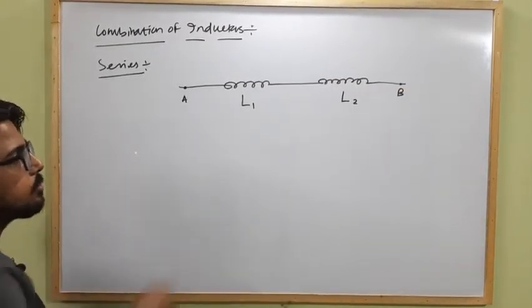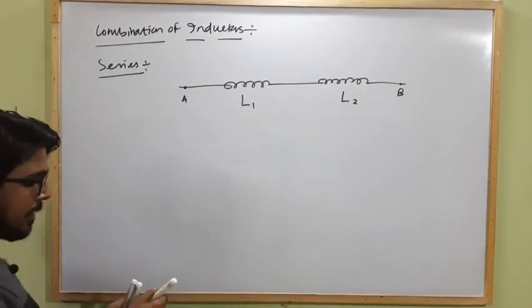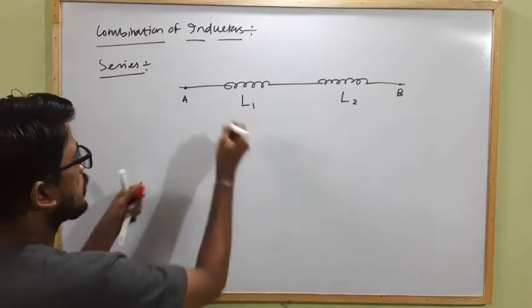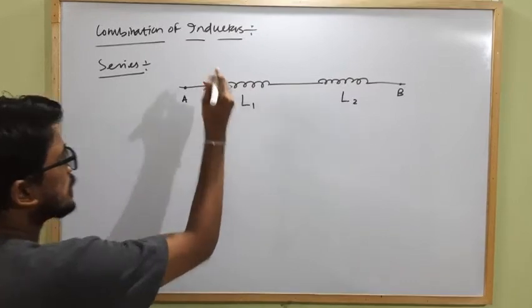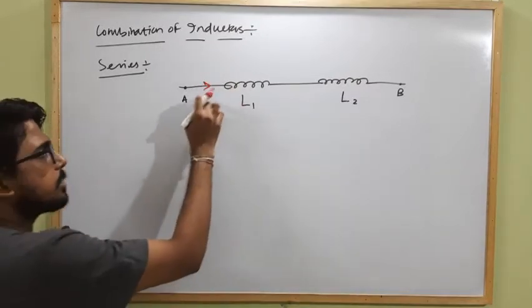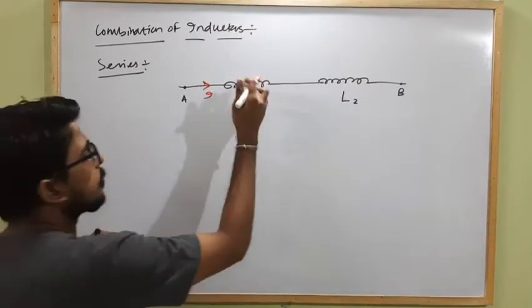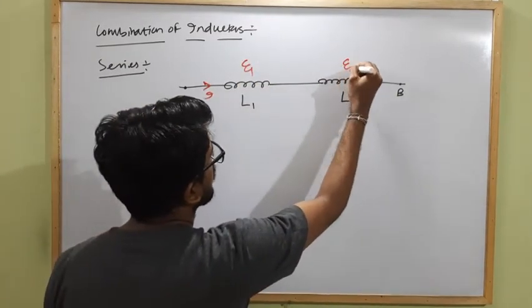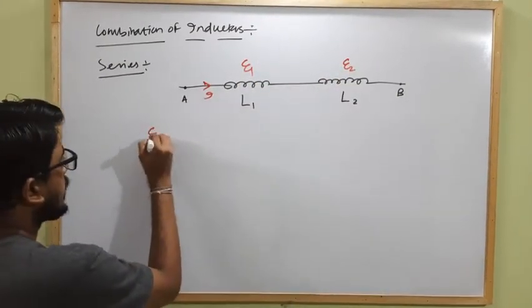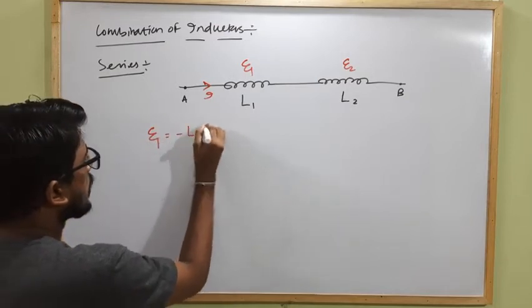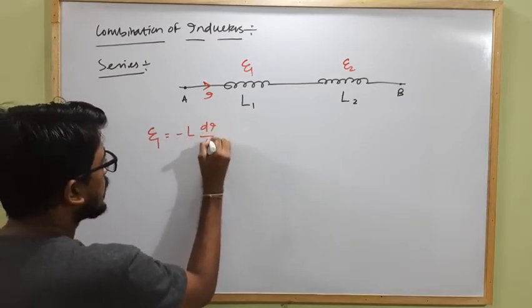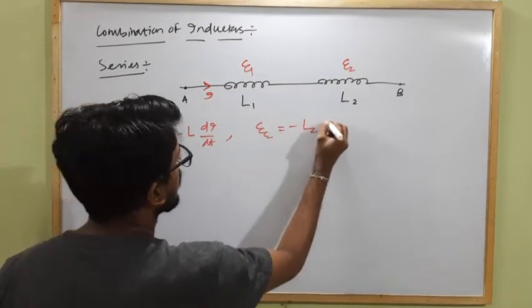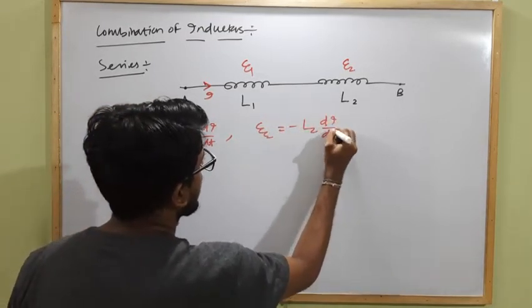So as these two inductors are connected in a chain, or back to back, the current flowing through each inductor will be the same, that is I. So the rate of change of current will be the same, and if the potential difference across the first is E1 and across inductor 2 is E2, then we can write E1 equal to minus L1 into di by dt. Similarly, E2 will be equal to minus L2 into di by dt.